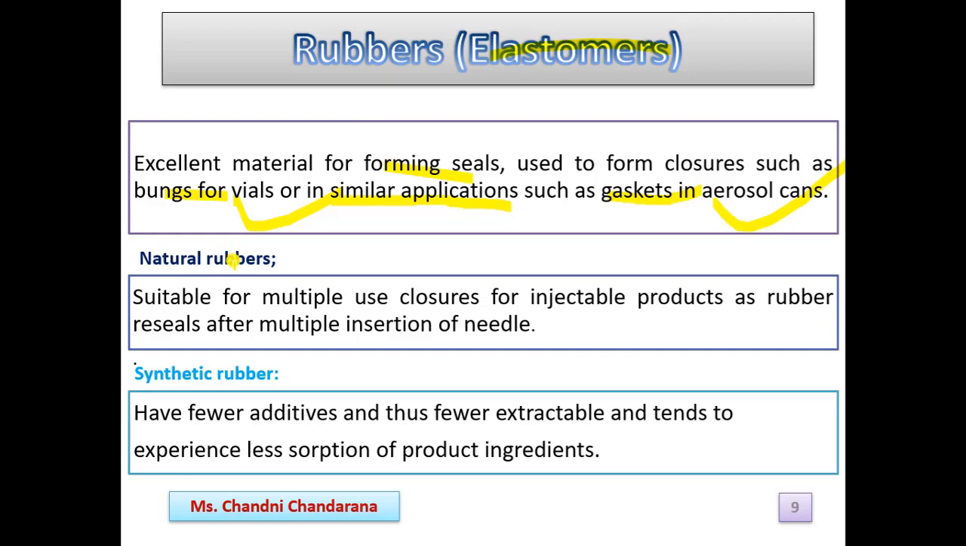Now generally it's classified into two categories, the natural rubber as well as synthetic rubber. The natural rubber is suitable for multiple use closures for injectable products, as rubber reseals after multiple injections, or insertion of needle. Right? It is suitable for multiple use closures. But synthetic rubber has fewer additives and thus fewer extractables and tends to experience less sorption of product ingredient. So this type of rubber we cannot use for multiple use closures.